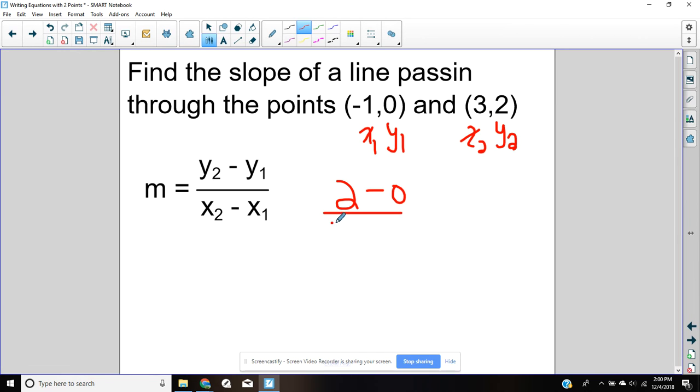My calculation is going to be 3, but don't forget this is a minus. So this is going to be minus and then a negative. And so when my calculation is 2 minus 0 is 2, and 3 minus -1 is +4, giving me a slope simplified of +1/2.